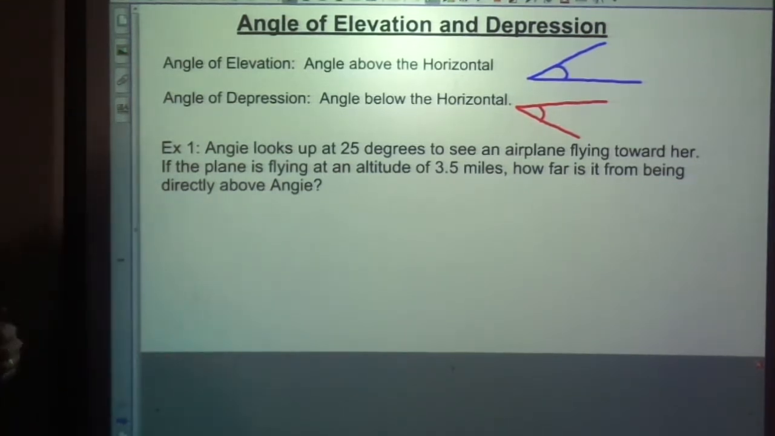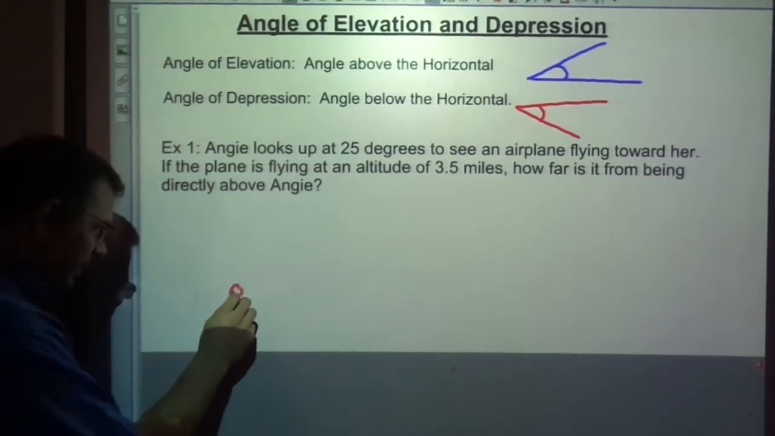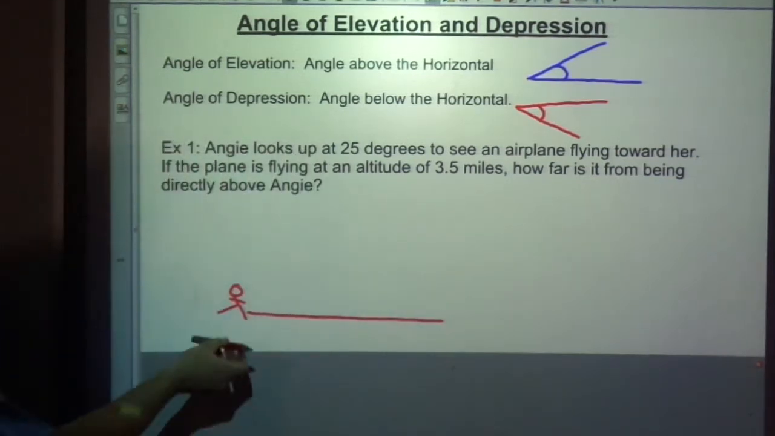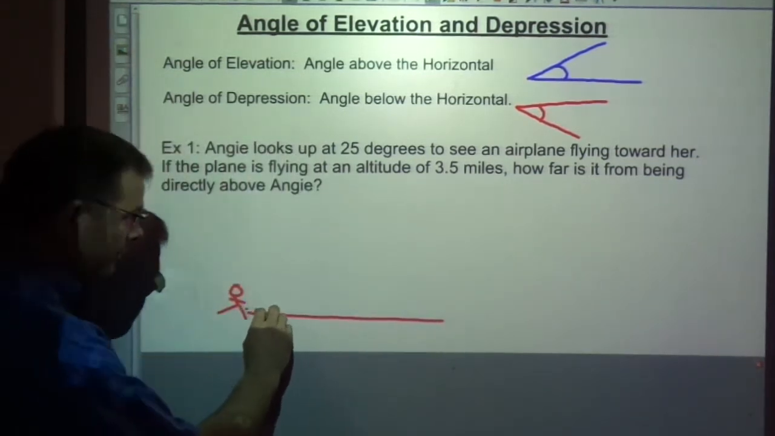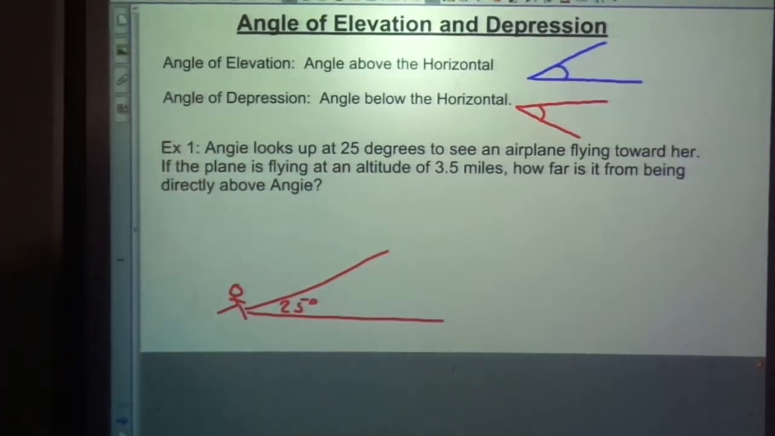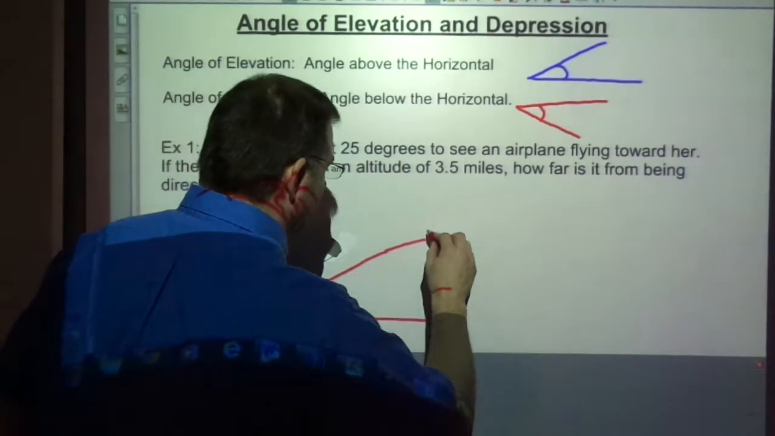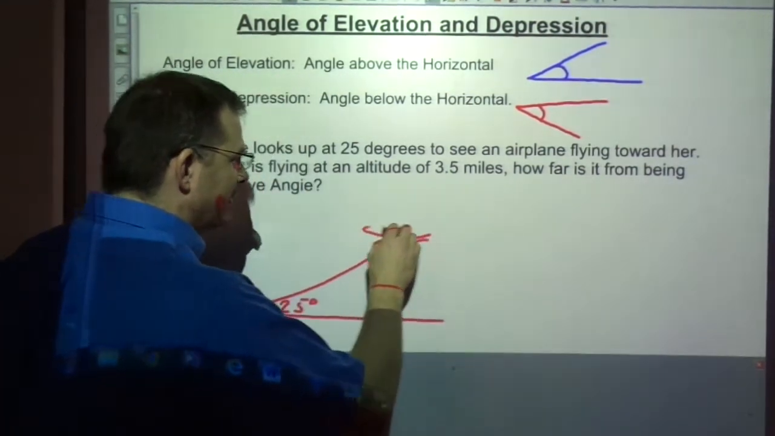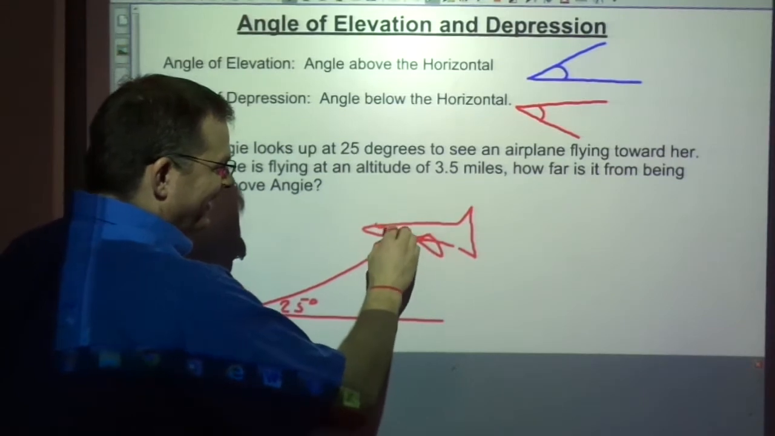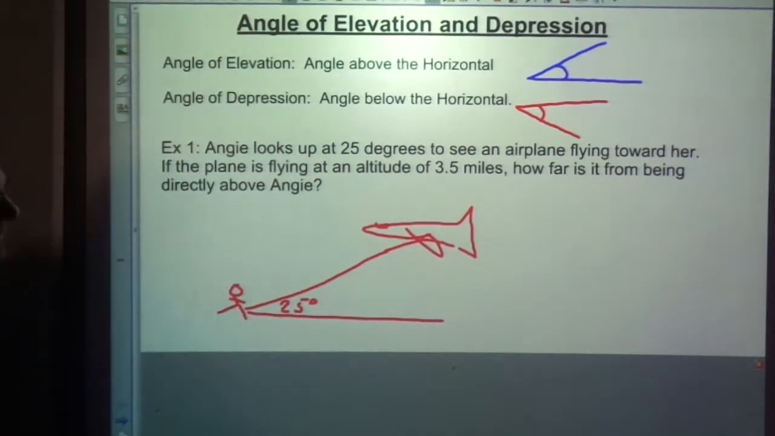Here we go. Angie looks up at 25 degrees. So again, here's Angie. We're going to pretend that she has 0 height. Here's the ground. She looks up at 25 degrees, and she sees an airplane. Oh, I'm terrible at drawing airplanes. Okay, let's see. Something like this. My airplanes always look like fish. Sort of close.